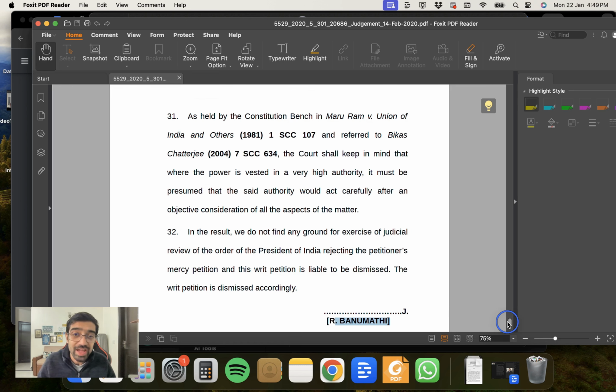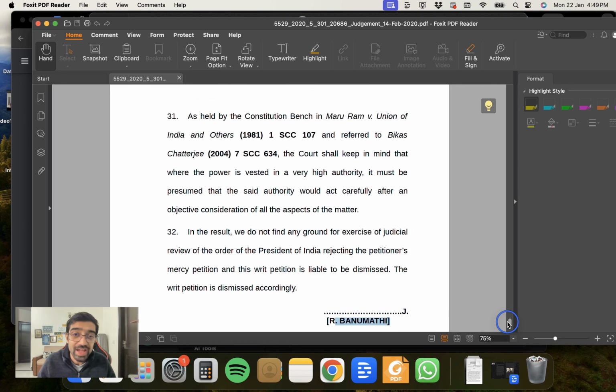Now, let's say you want to understand the facts, right? Let's see, it's written here. The writ petition is filed under Article 32 of the Constitution by the petitioner who is a death row convict, and it is written very clearly. The petitioner has filed the writ petition challenging the rejection of his mercy petition by the President of India. So, under the Constitution, there's a possibility of getting mercy from the president, and this mercy petition was rejected and he has filed a writ against that.